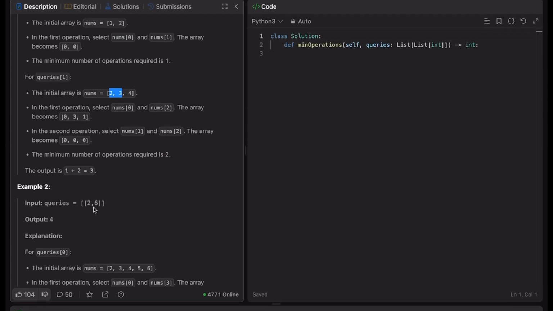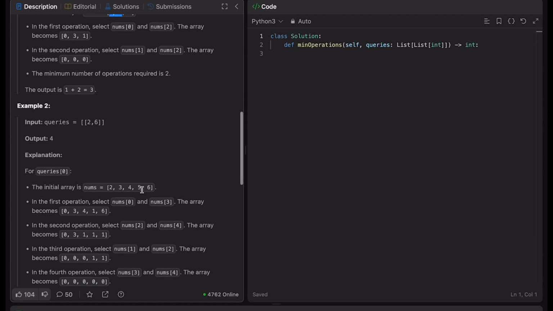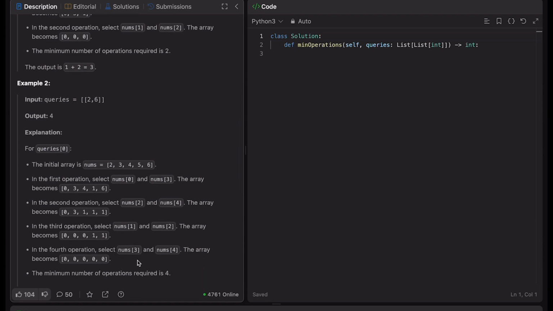The same way, here the query is 2 comma 6. From 2, 3, 4, 5, 6 they have taken first nums 2 and 3, like this, and the minimum operations required is 4. Got it? So now we have to figure out what all the things we need to consider, or how we are going to approach this.